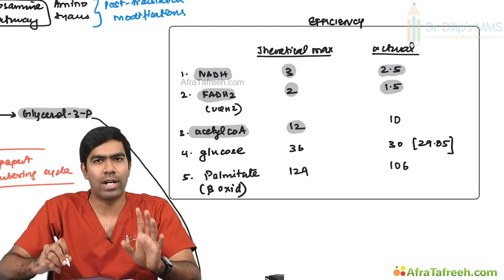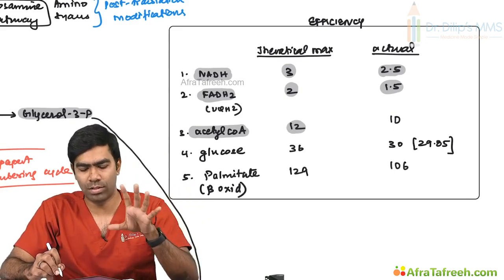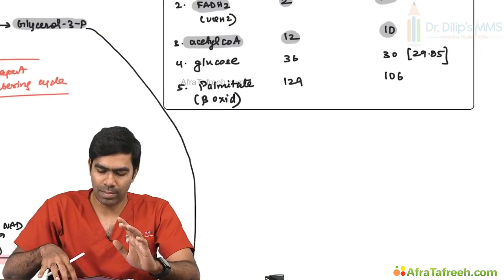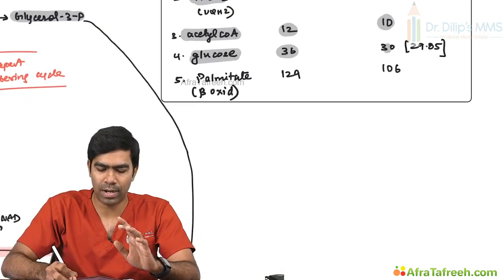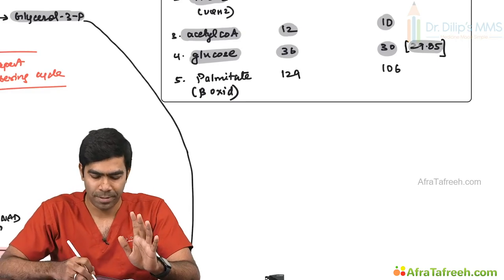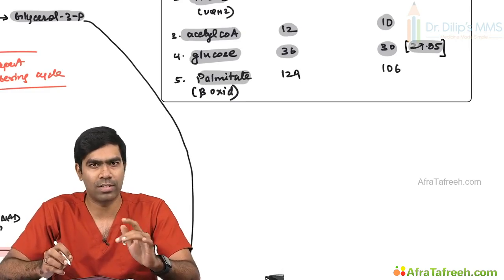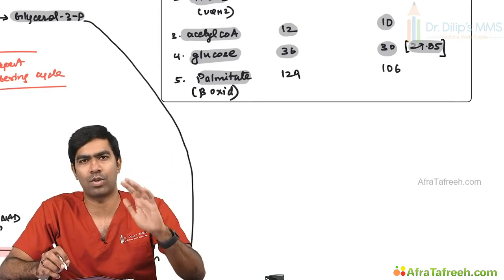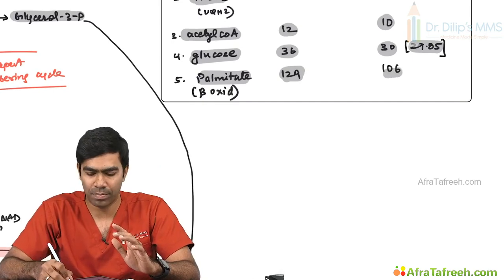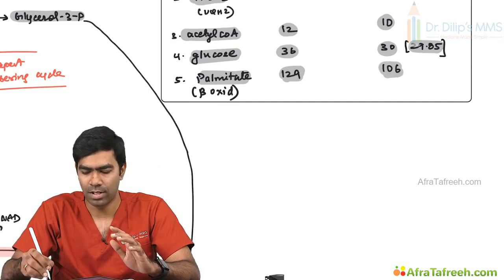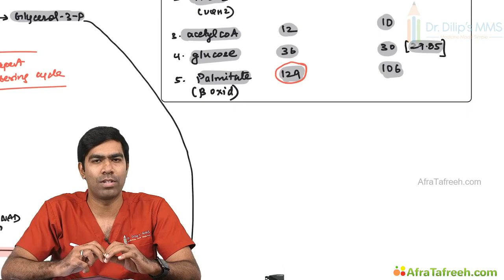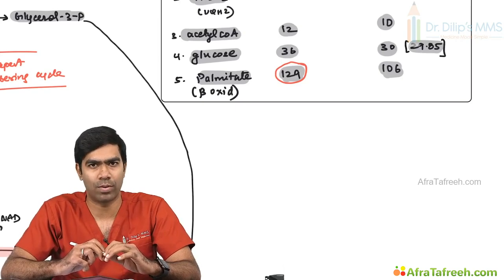Acetyl-CoA can generate 12 ATPs according to biochemistry textbooks. That's the theoretical maximum, but practically they can produce only 10 ATPs. Glucose theoretical maximum is 36 ATPs, but practically only 30 ATPs. To be precise, it is 29.85 ATPs. Palmitate, a free fatty acid, when destroyed through beta oxidation, can produce 129 ATPs. That's the theoretical maximum, but practically it is only 106 ATPs. So the richest source of energy is free fatty acid, producing 129 ATPs per molecule.